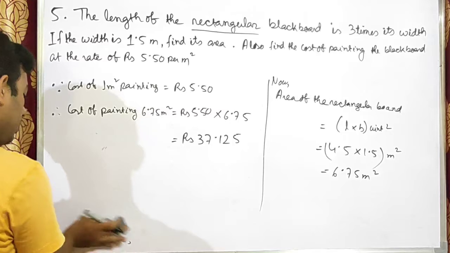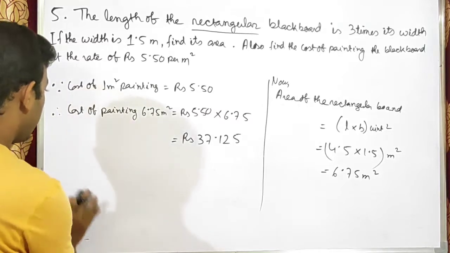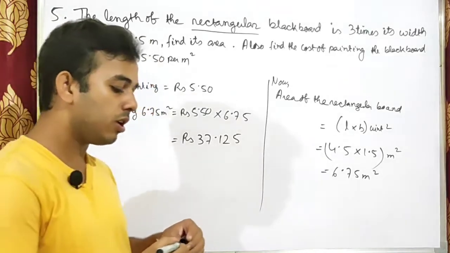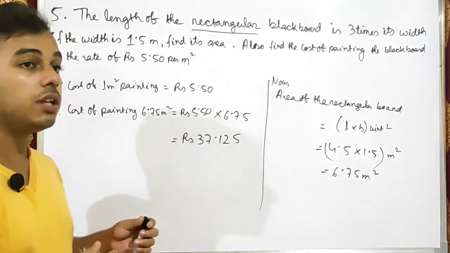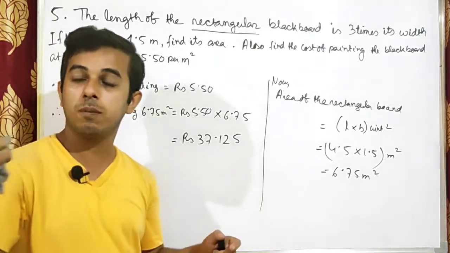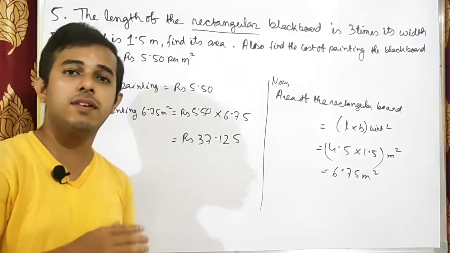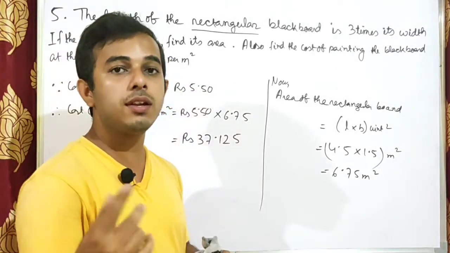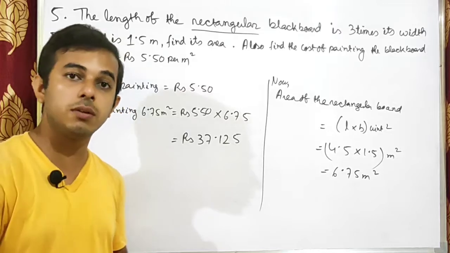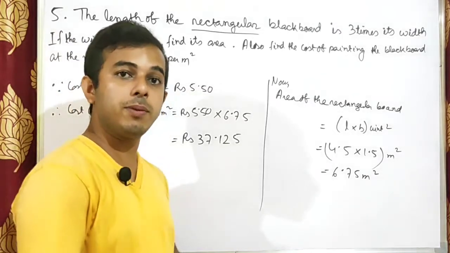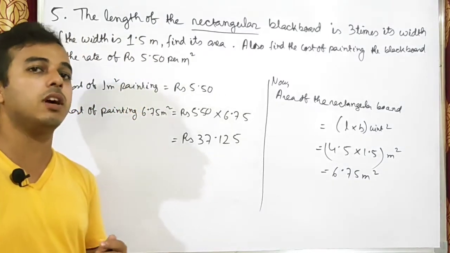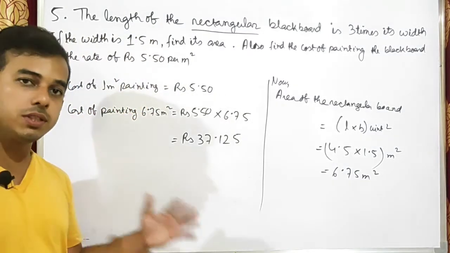37.125 rupees. Clear? So this is how we can find its area and also the cost of painting. Now if you are a painter, what will you do? Suppose your owner asks you what will be the total cost of painting my house. First you will find the area of the house and then multiply it with your charge. Suppose you charge rupees 10 for 1 meter square, then you multiply 10 with the area of the house, and the result will be the total cost of painting the house, right? I hope this is clear to you.